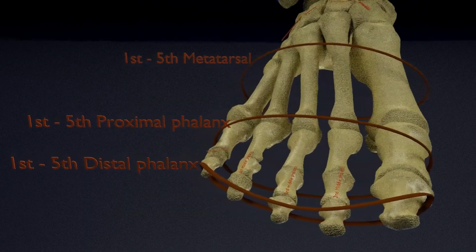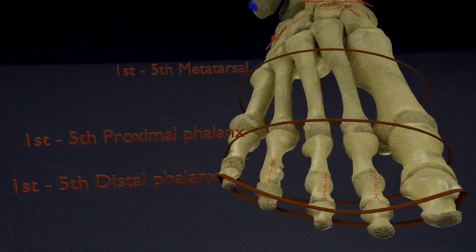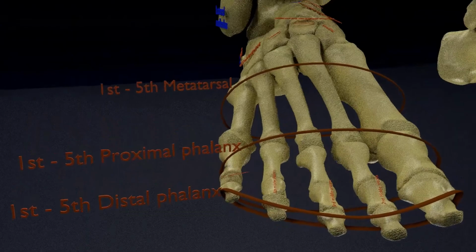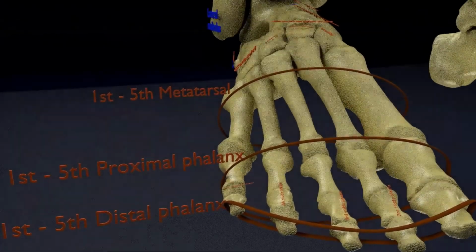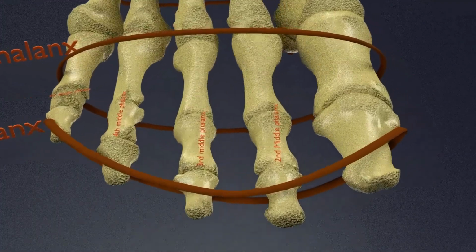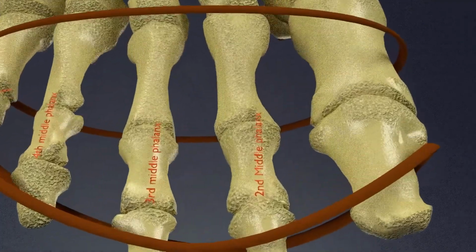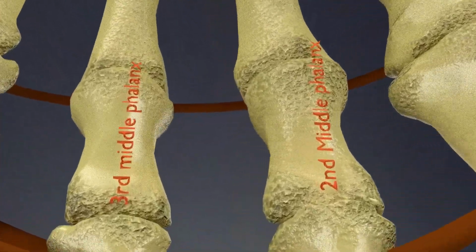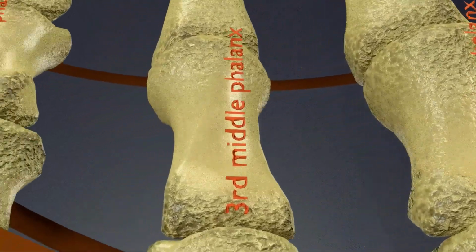You can see that the first to fifth distal phalanx are labeled here along with the first to fifth proximal phalanges. Now zooming into the phalangeal bones, you can see the middle phalangeal bone from second to fifth medial to laterally.